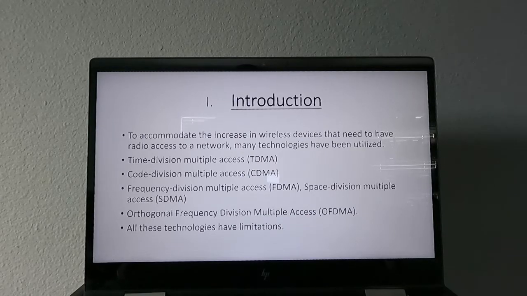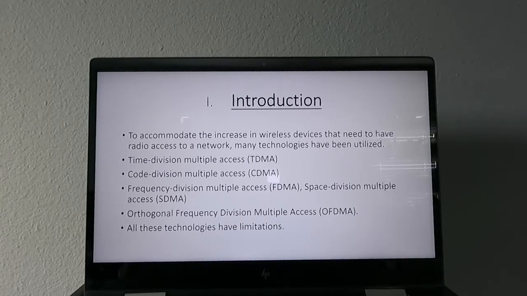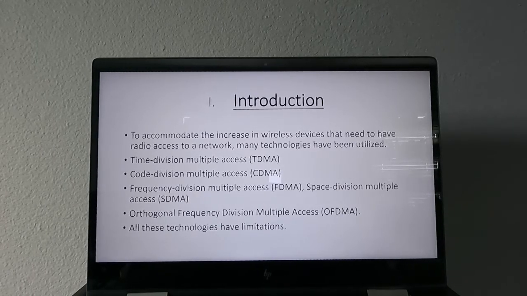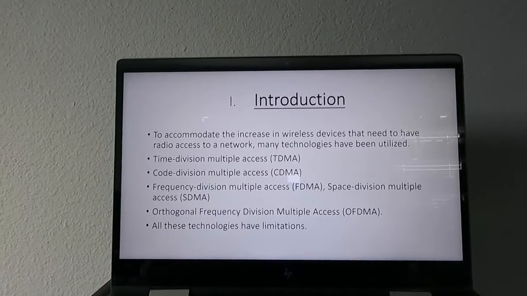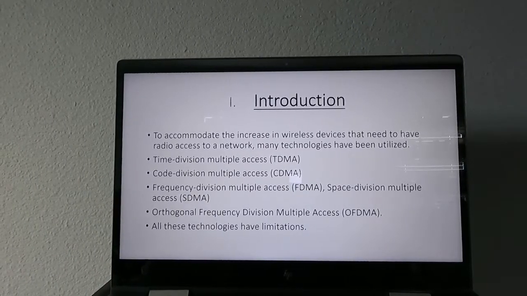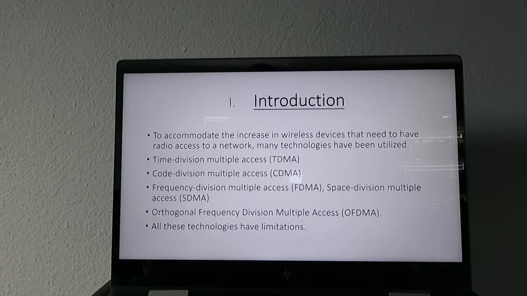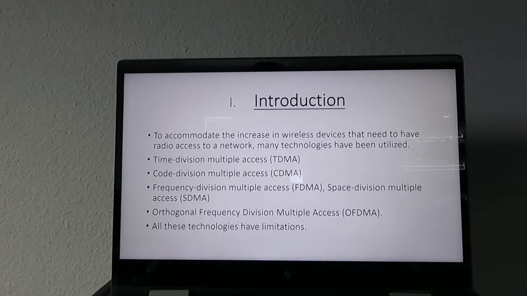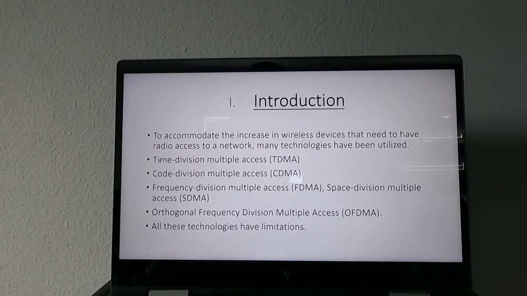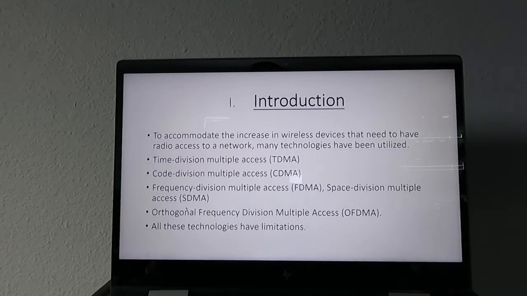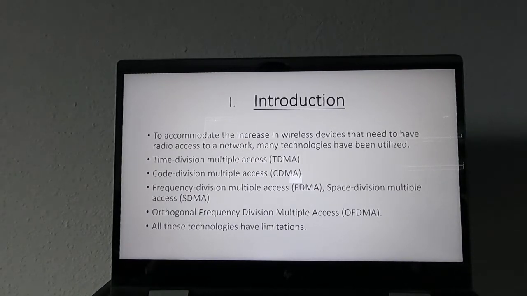The first step is, because of the increased wireless devices that are joining networks or cellular networks, there's research into how to accommodate all these devices. So the different ways that have been used are time division multiple access TDMA, code division multiple access CDMA, frequency division multiple access FDMA, space division multiple access SDMA, and orthogonal frequency division multiple access OFDMA. And all these technologies have limitations.